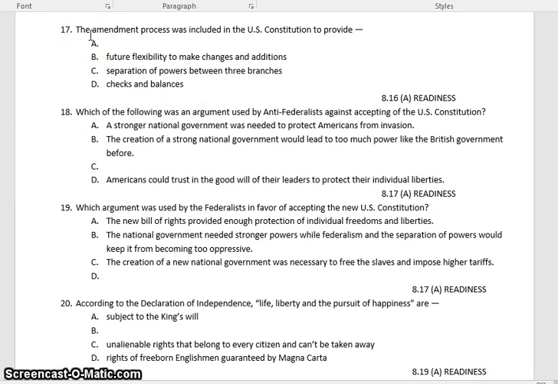17. The amendment process was included in the U.S. Constitution to provide blank. Amendment. B. Future flexibility to make changes and additions. C. Separation of powers between the three branches. D. Checks and balances. What is an amendment?